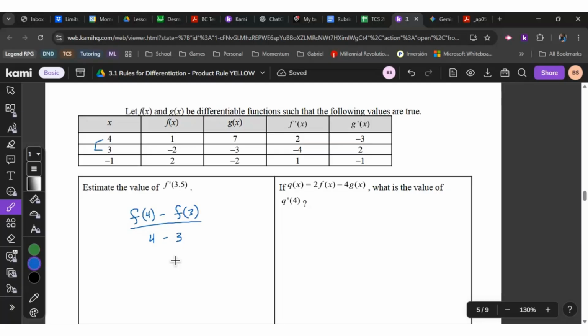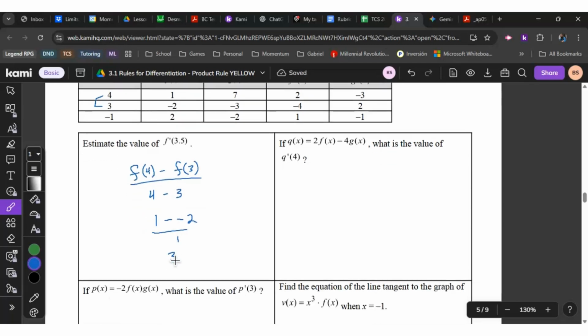Because it wants us to estimate it between 3 and 4 for the derivative. If you did f prime, you'd be finding the second derivative, which we're not there yet. Okay. All right. What is f of 4? 1 minus f of 3, negative 2, so minus negative 2, all over 1. 4 minus 3 is 1, which is 1 plus 2, so it's just 3. So this means that f prime of 3.5 is approximately 3.